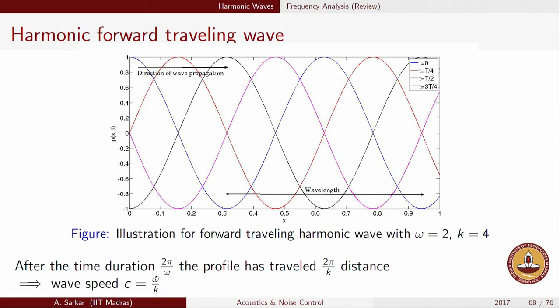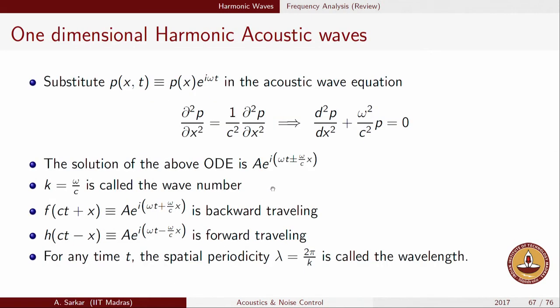So, after the time duration 2 pi by omega, the profile would travel a distance equal to 1 wavelength, and therefore, in this fashion also we can see the wave speed c. We already realized that c was the wave speed even without harmonic assumption, but even with the harmonic assumption that idea is reinforced, that the wave speed c is going to be omega by k. This is a very important relation, you should never forget that the ratio of the angular frequency and the wave number is the wave speed.